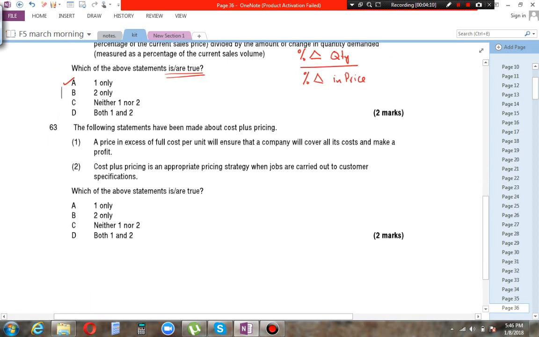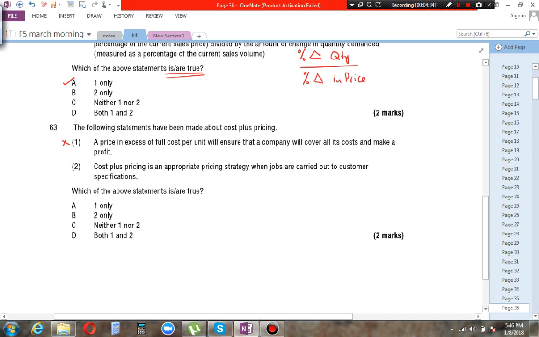Let's see number 63 now. It says the following statements have been made about cost plus pricing. A price in excess of full cost per unit will ensure that the company will cover all its costs and will make profit. This statement is not true. This is wrong. Why?